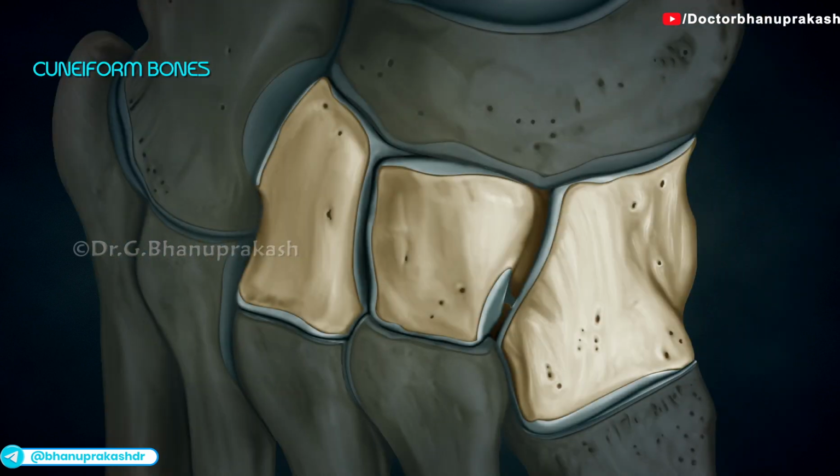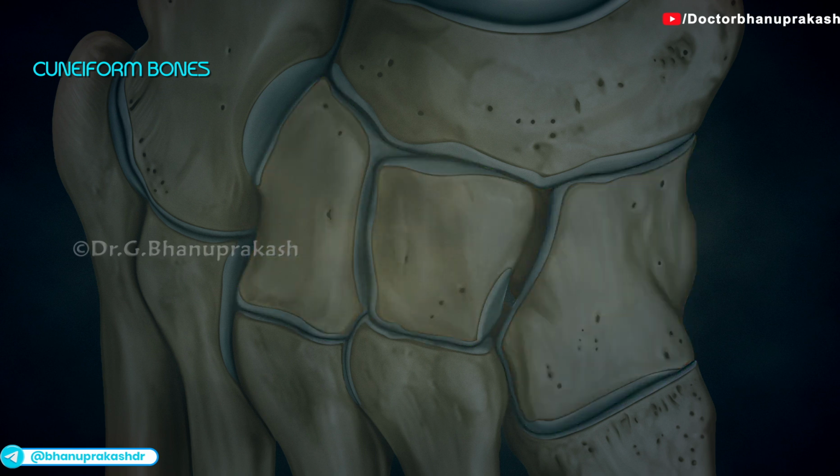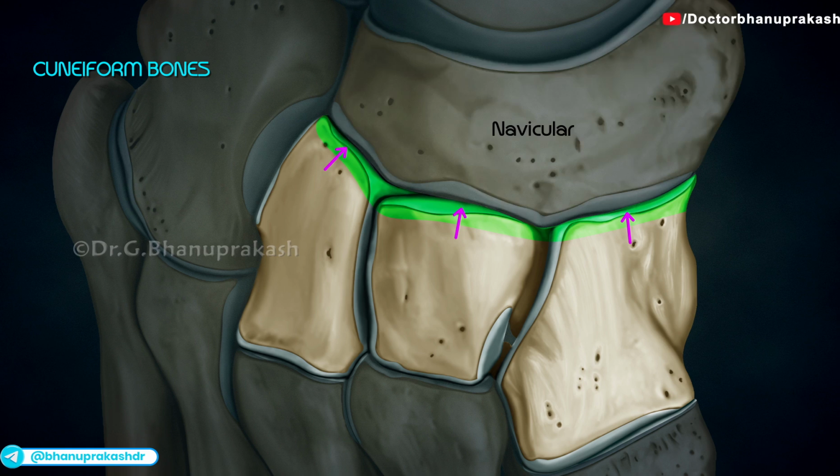Cuneiform bones. There are three cuneiform bones: medial, intermediate, and lateral. All three are short bones and are wedge-shaped. The medial cuneiform bone is the largest and the intermediate cuneiform bone is the smallest. The proximal surfaces of all the three bones articulate with the navicular bone.